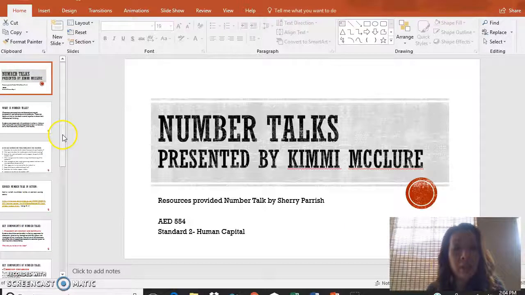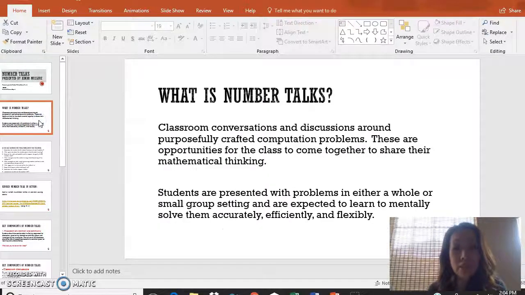And when I read this book, I asked myself, what is number talk? So I too was learning number talk as I was reading the book. I have never even heard of number talks until I read the book by Sherry Parrish. So what is number talk? Number talk is a classroom conversation and discussion around purposefully crafted computation problems. These are opportunities for the class to come together to share their mathematical thinking.